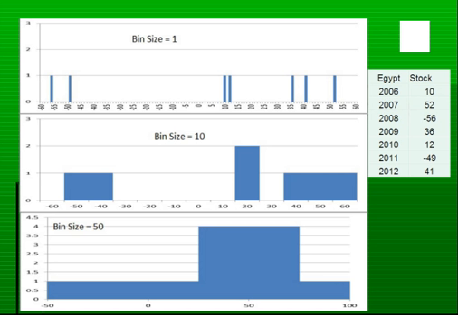So as we increase the bin size, we get a better overall picture of the data, and as we decrease the bin size, then each point is pictured separately.